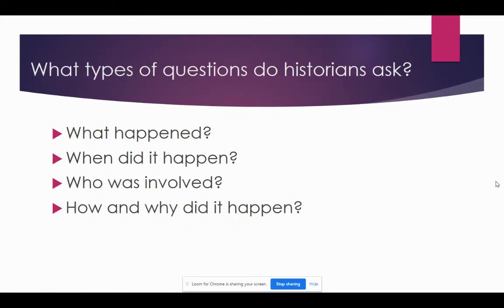There are several types of questions historians might ask. What happened? When did it happen? Who was involved? How and why did it happen? And they will hope to answer these questions using primary and secondary sources, which we talked about last unit.